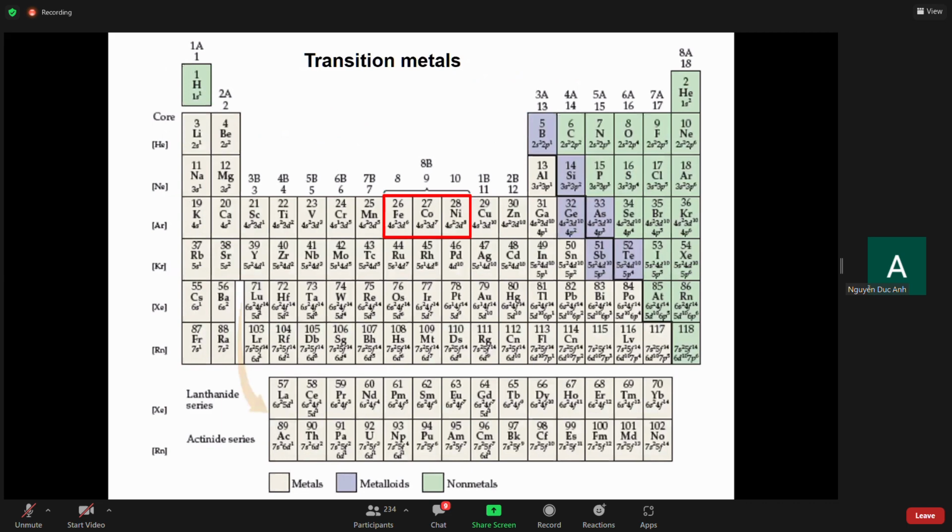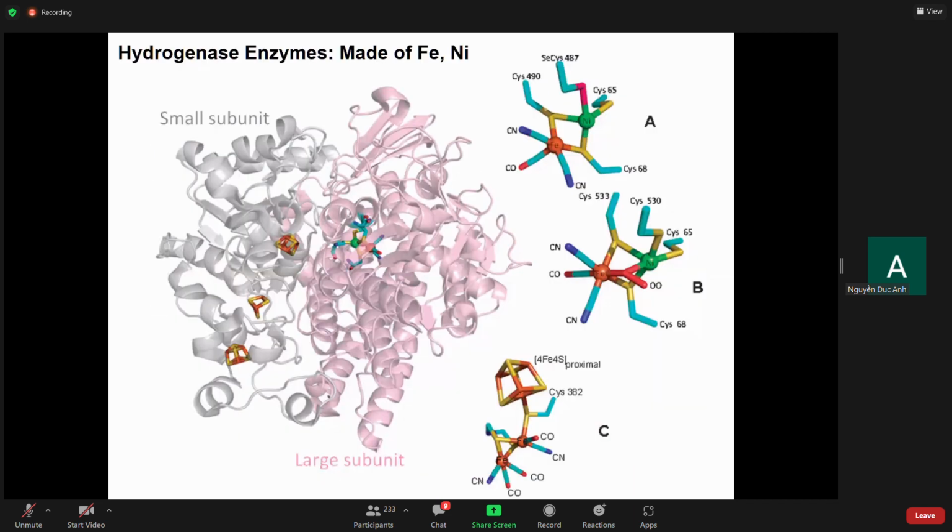Another one, guys, the 8B. 8B is a group of several elements with the electrons in the positions 8, 9, 10 in 3D, right? Iron, cobalt, nickel. These have similar properties, not the same. The combination of them becomes very interesting for our life, as you see here.